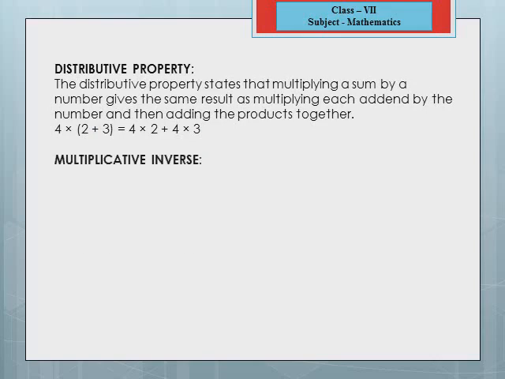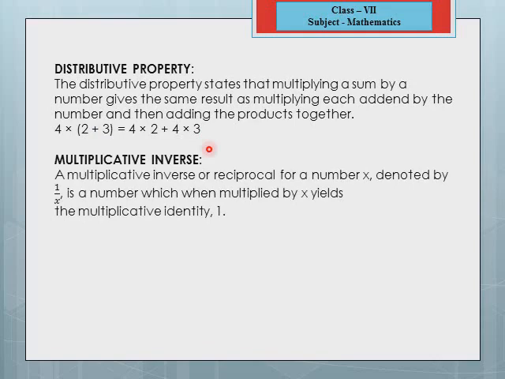Multiplicative inverse. The other name for multiplicative inverse is reciprocal. For example, the reciprocal of 5 is 1 upon 5. Reciprocal of 2 by 3 is 3 by 2.